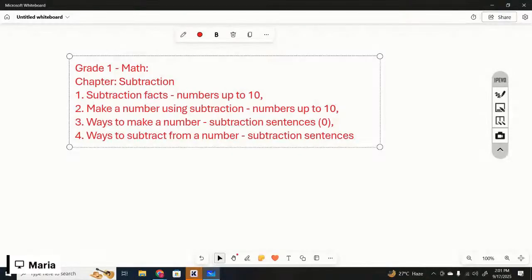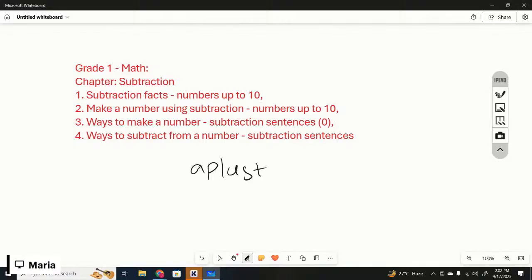We are here for grade 1 math. You can find all the lessons on aplusstudents.com. You have to log in there using your email address, and the password is provided by the administrator.